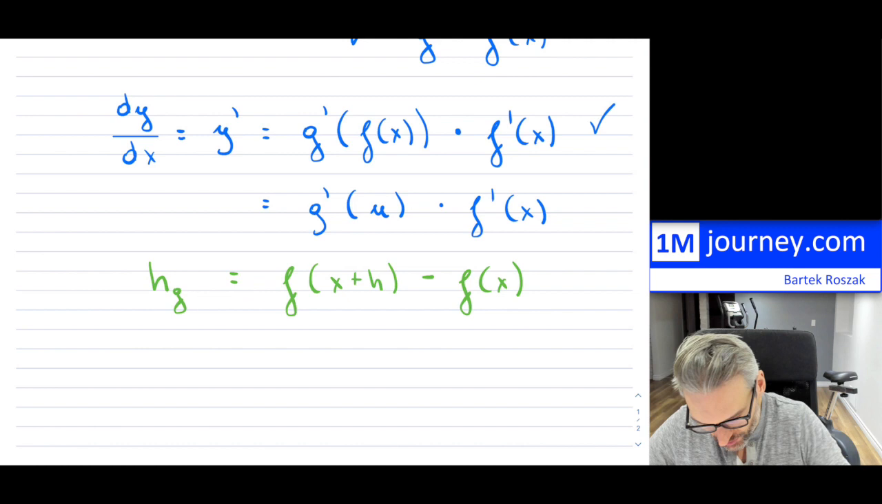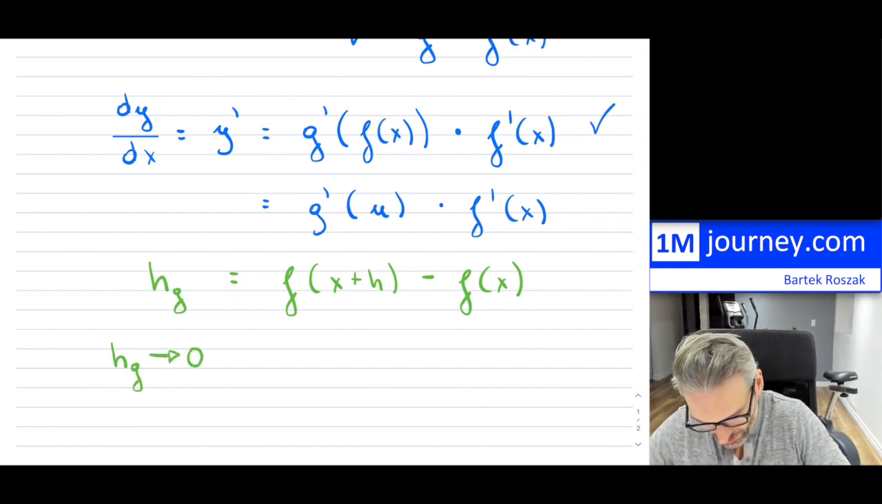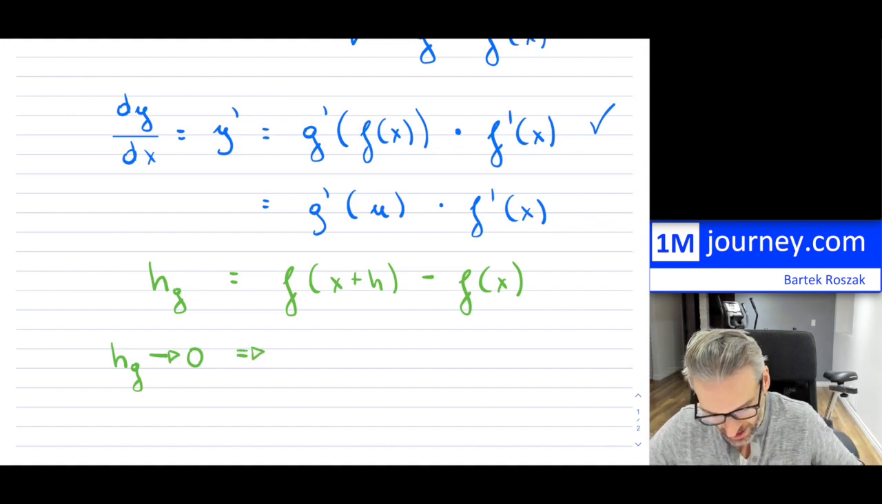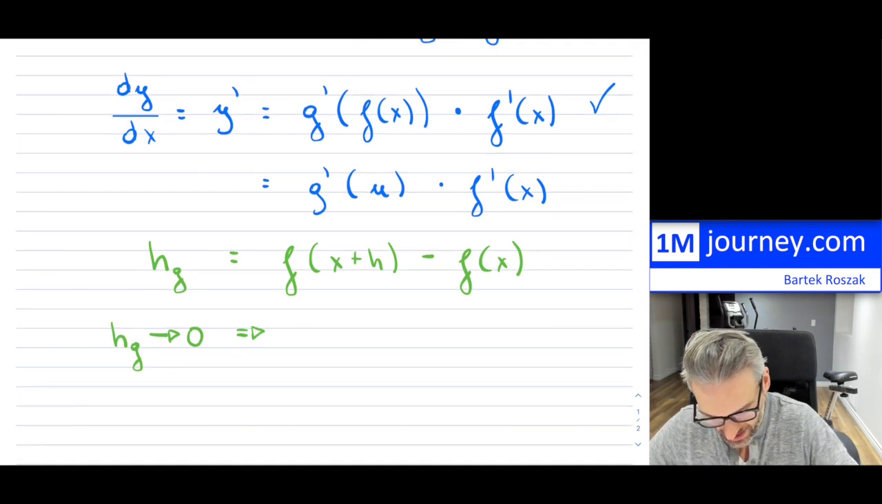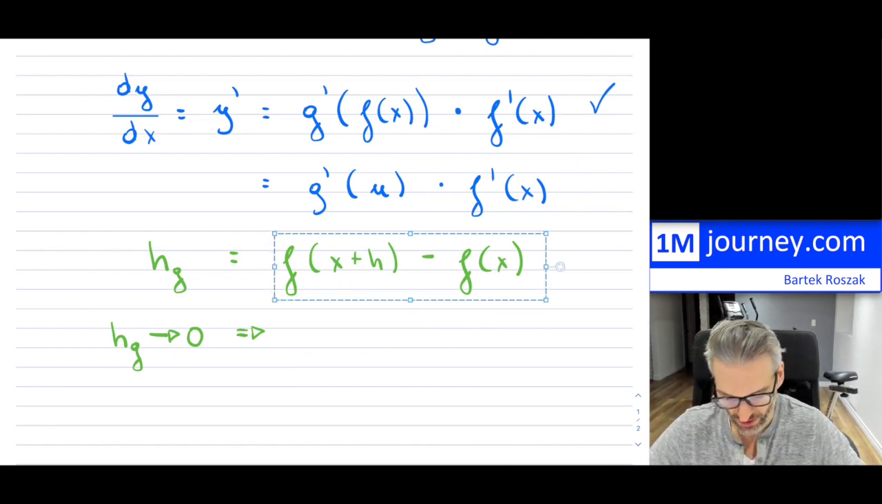I also want you to realize that if I take the limit as h_g is approaching 0, then hopefully you can see that this implies that this entire thing is approaching 0.